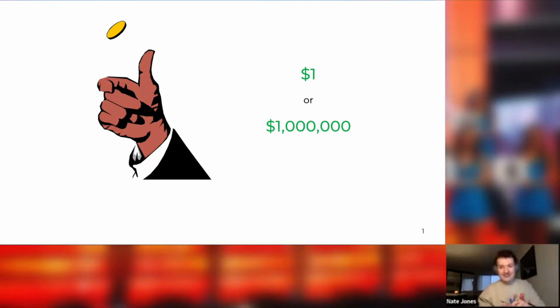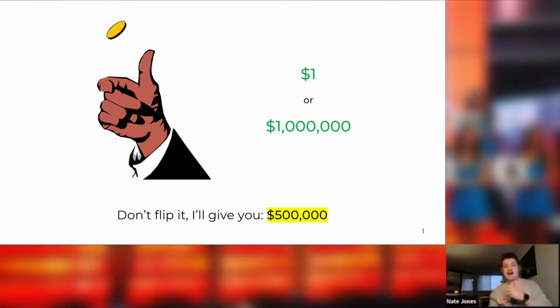And right before you flip the coin, I say, wait, don't do it, stop, because if you don't flip it, I'm going to give you $500,000. Do you decide to flip the coin, or do you take my deal? What if I offered you 750,000 or 250,000? What's that right sweet spot amount that I can offer you to walk away from flipping the coin entirely?